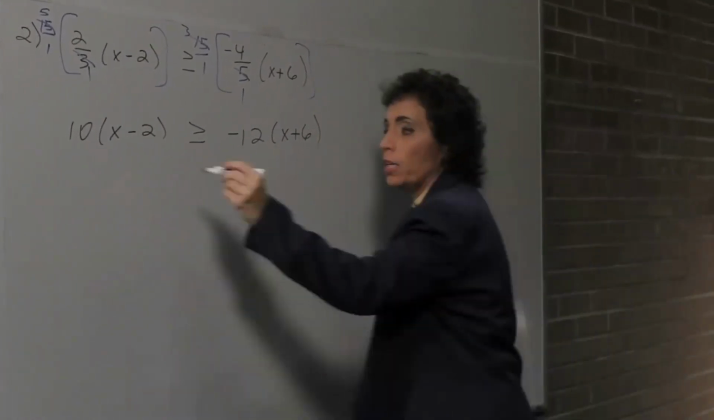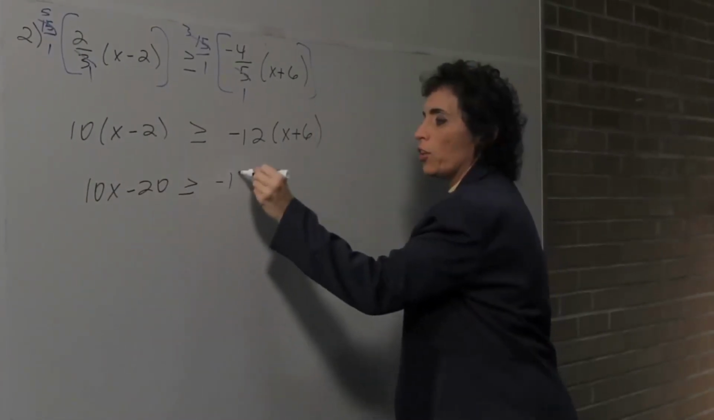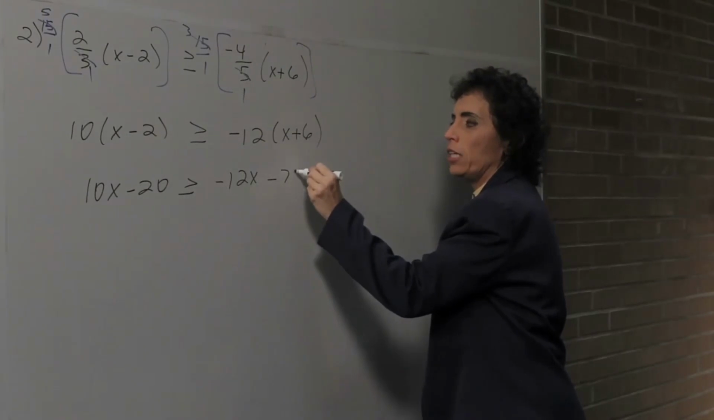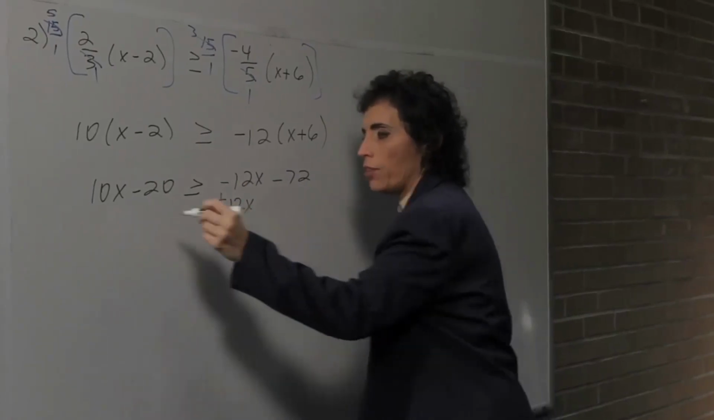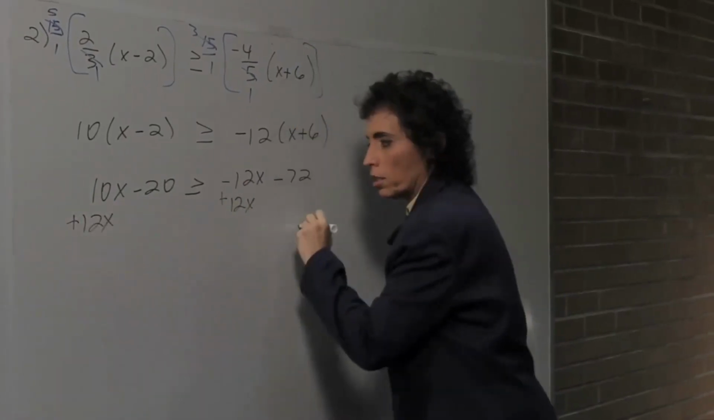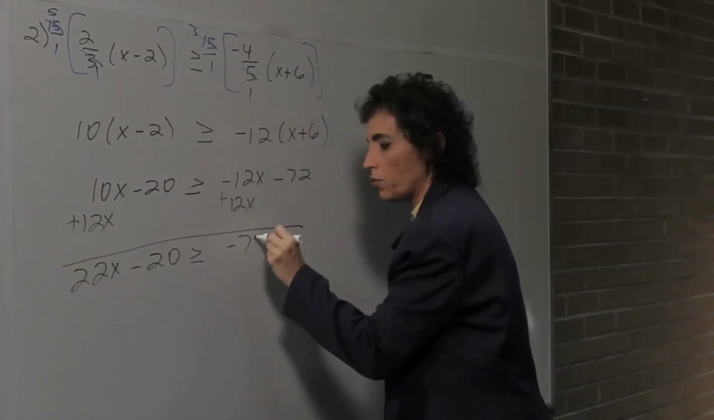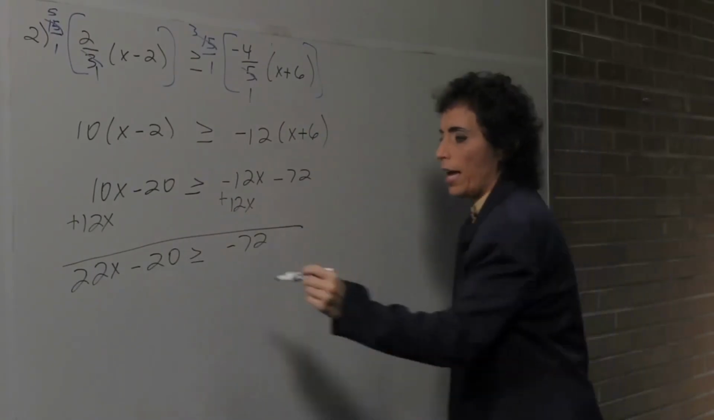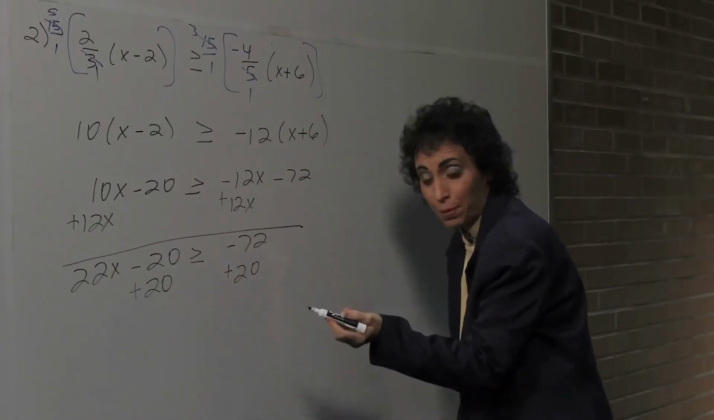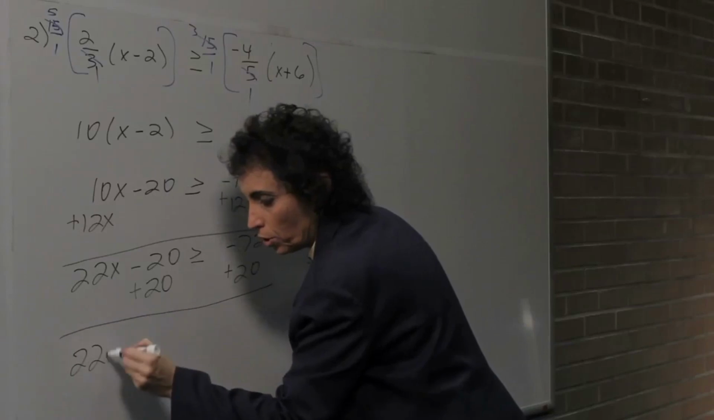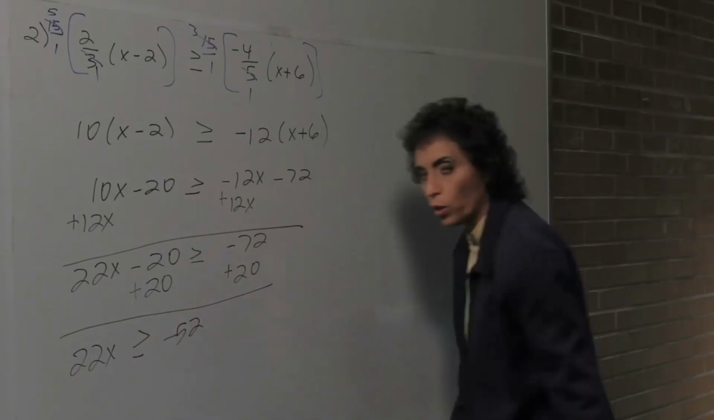Here we go. 10x minus 20, distributing. It's greater than or equal to negative 12x minus 72, distributing. Add 12x. Add 12x. We get 22x minus 20 is greater than or equal to negative 72. Add 20. I'm laughing because I know what's going to happen. 22x is greater than or equal to negative 52.